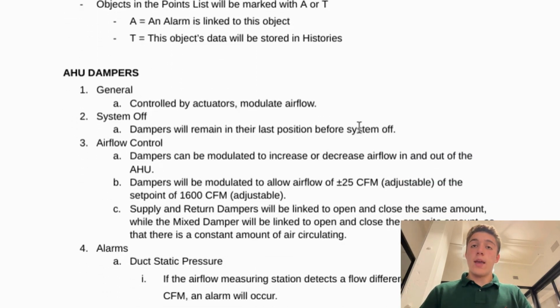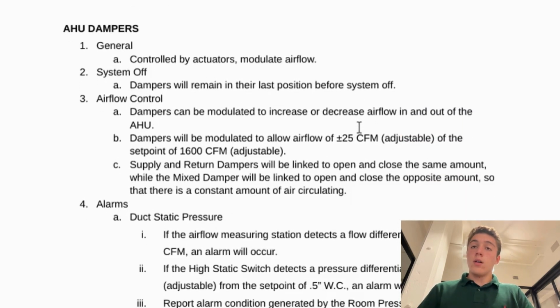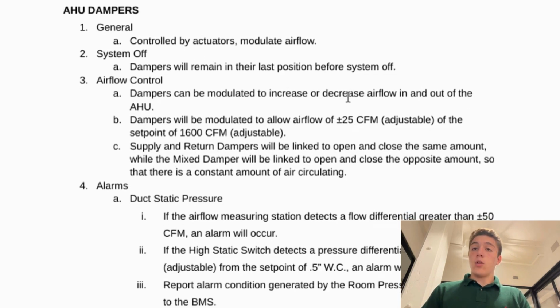So first up, we have some AAQ dampers. They're going to be controlled by actuators and modulate the airflow, and they'll remain in their last position before they were turned off. They can be modulated to increase or decrease the airflow in and out of the AAQ. They'll be modulated to allow plus or minus 25 CFM, or cubic feet per minute, of the set point of 1600 CFM. So all of these set points are adjustable. And what this part means is that the allowable error will be 25 CFM.